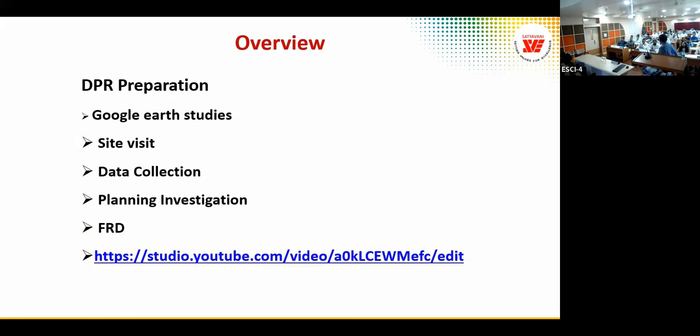DPR preparation is a very, very important part of any project. We all know once the government, any department or ministry, decides to implement a particular project with a certain budget allocation, the average time from budget allocation to project commissioning, as per the 12th Planning Commission report, is 5 years. That's the average. We have seen some projects going beyond 20 years. We have also implemented certain projects in 12 months, 6 months.